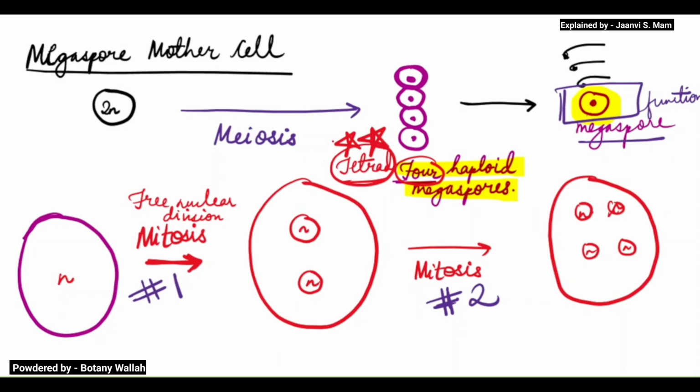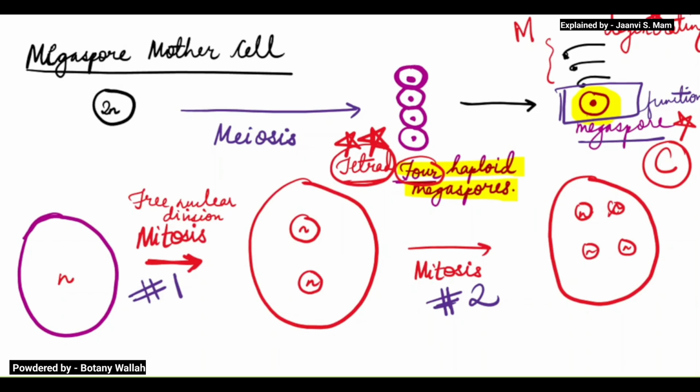And I told that the functional megaspore is towards the chalazal end. Which end? Chalazal end. And the three are degenerating towards the micropylar end. Okay, so this is all about megasporogenesis.